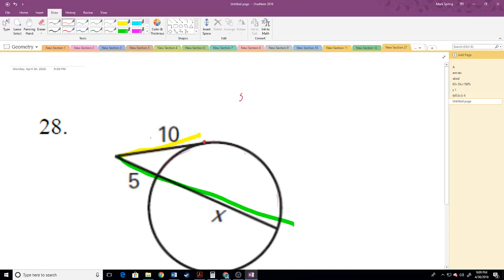I go external, 5, times the entire thing, which is x plus 5. That's going to be equal to the tangent segment squared. The tangent segment always ends up being squared. You can think about it kind of like the same thing: the external part of it is 10, and the entire thing is 10, so it's going to be 10 times 10.